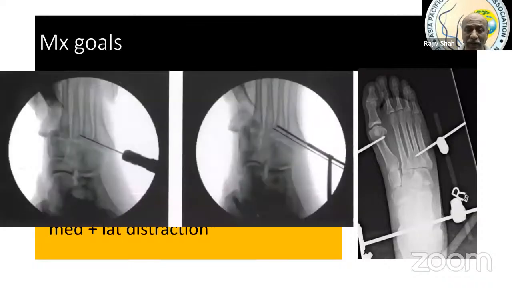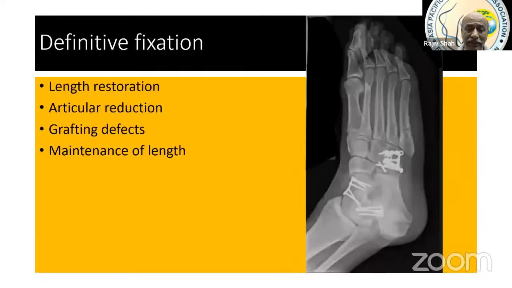So this is a trick: you put in one wire and then put in a sleeve and put in the other wire. So this is how you could have two wires into the distal end of the fixator into the metatarsal base.